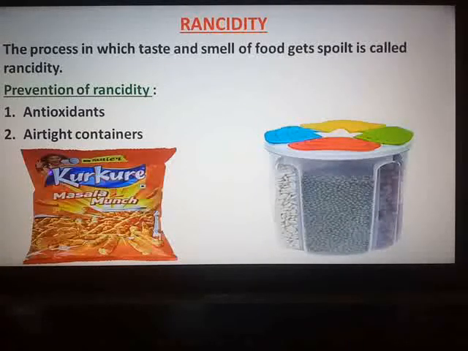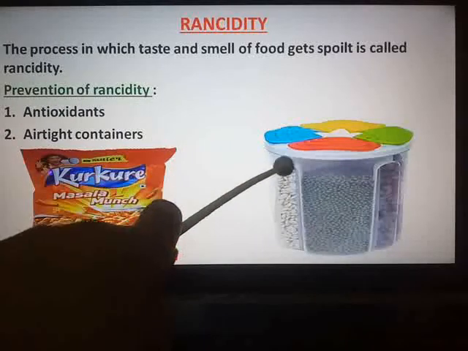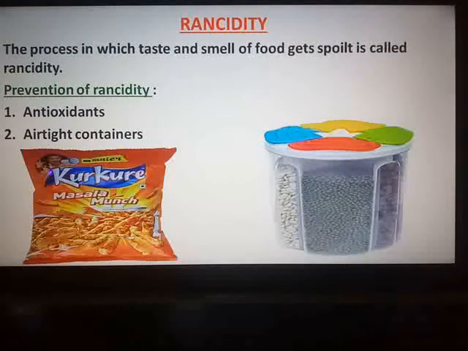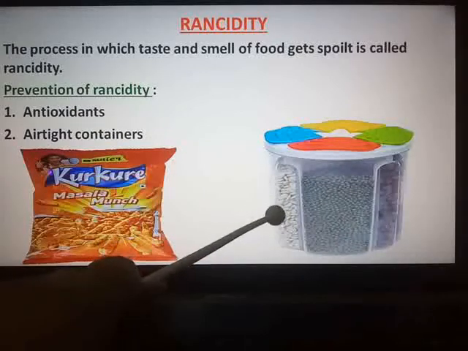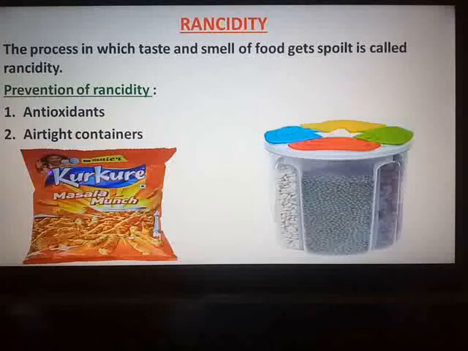So how can you prevent this rancidity? Rancidity in the foodstuffs cooked in oil or ghee is prevented by using antioxidants against the process of oxidation, or the process of oxidation can be slowed down by storing it in airtight containers. You can see this packet of Kurkure shown over here. If you look at the ingredients, you will see the presence of antioxidants. Or you can see your parents storing the food grains or oil properly in airtight containers.